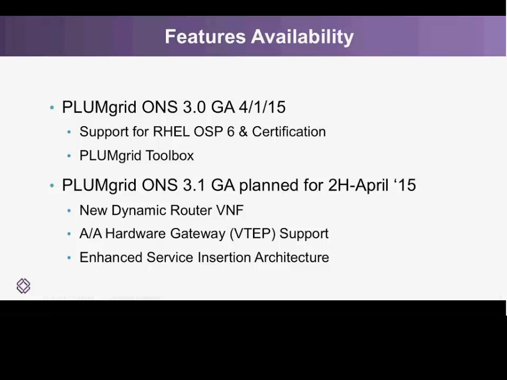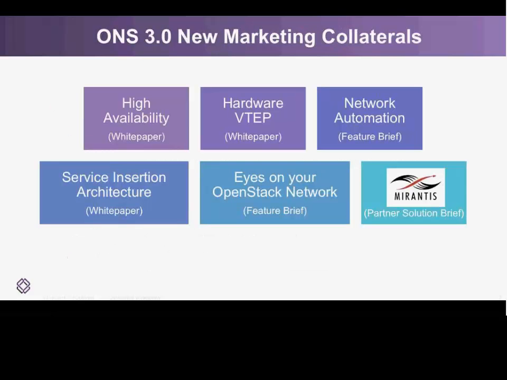Obviously, next week, we're just going to announce ONS 3.0, and we're going to talk about all the features and functionality that will become available with the 3.x train. The marketing team has been extremely busy in the past few weeks, building lots of new collaterals, and you'll also see pretty fundamental updates that are going to go into the website. But in terms of collaterals, there's 6 new collaterals that are coming out from a marketing perspective.